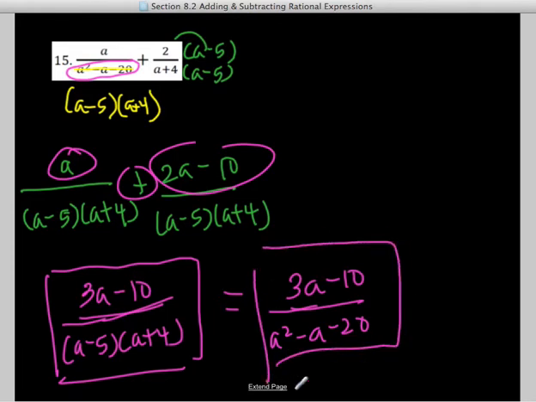Okay, so that is how you are going to add and subtract rational expressions. If you have any questions, please write them down, come and ask me. Otherwise, have a great day, and I'll see you later.